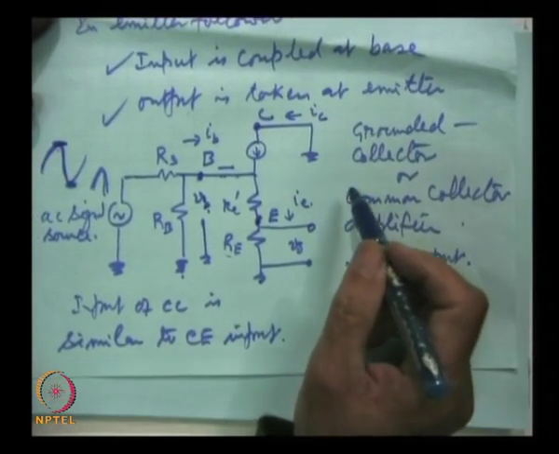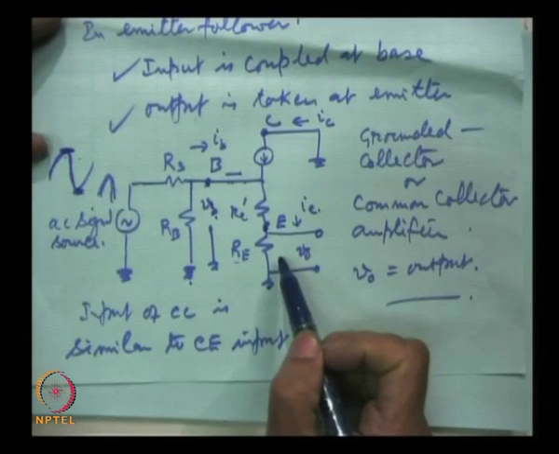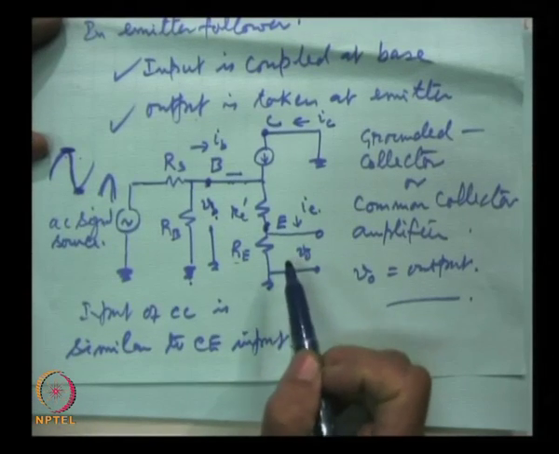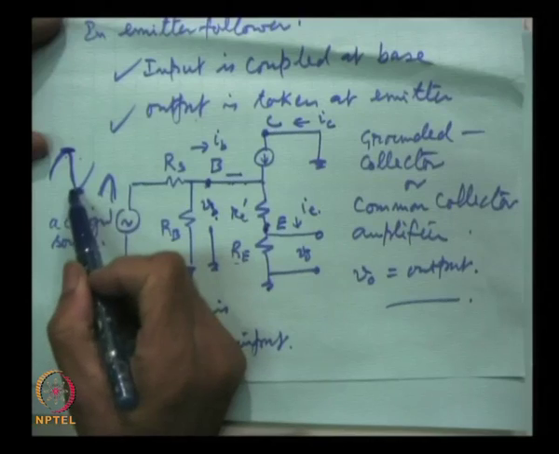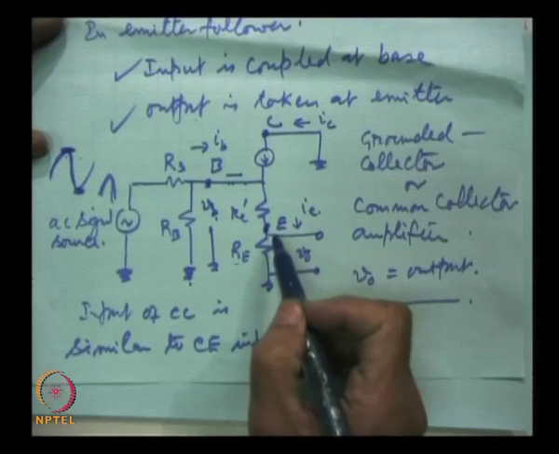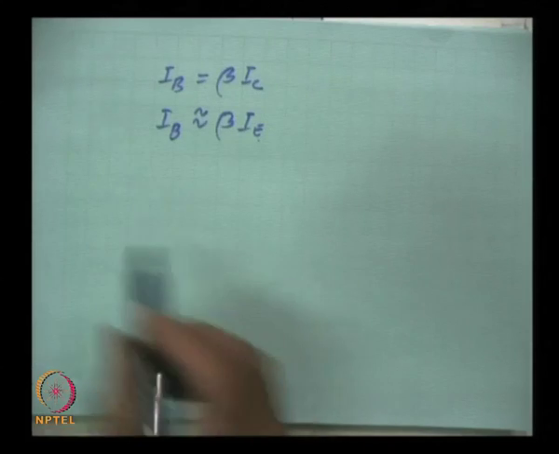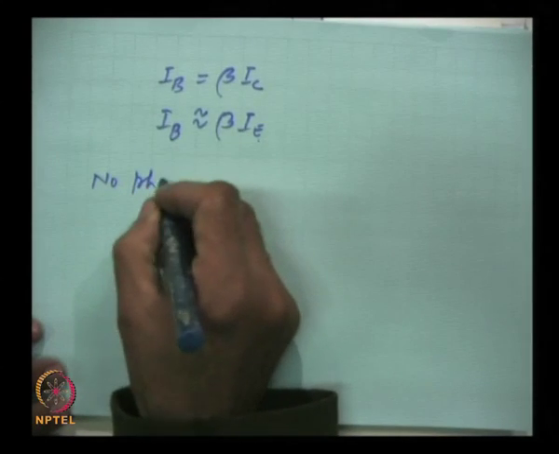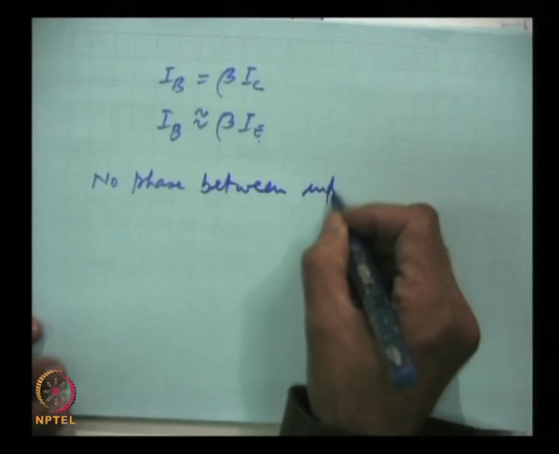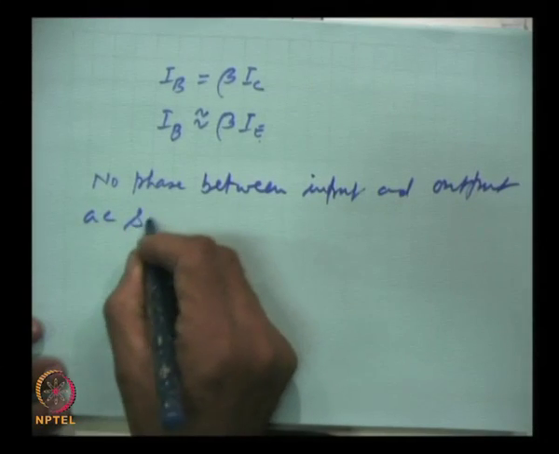What have I said? I have said when this is maximum positive, the output which we take from the emitter, where we put the load, is also highest positive. Similarly, when it is negative, then the base current will be least, accordingly I_E will also decrease and this will be least, meaning, as I said, no phase reversal, no phase difference between input and output AC signals.